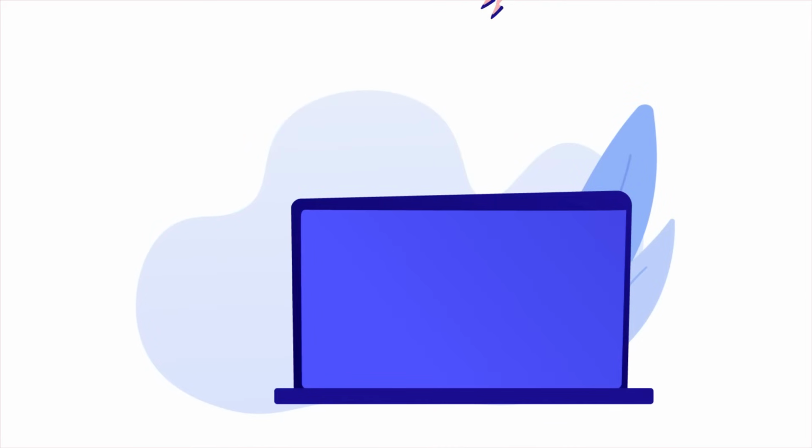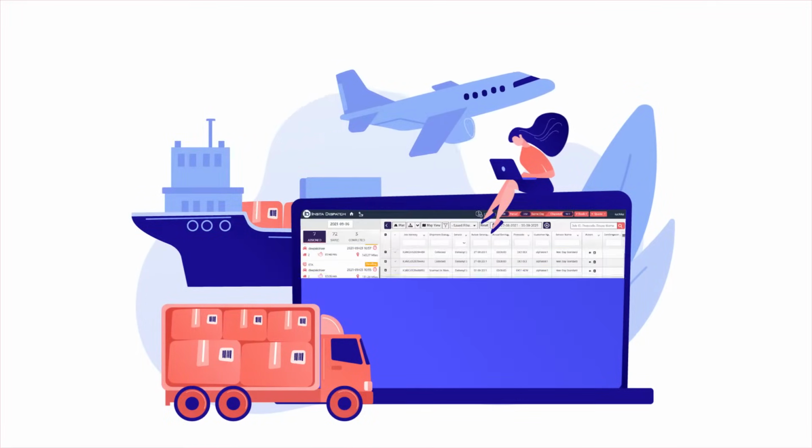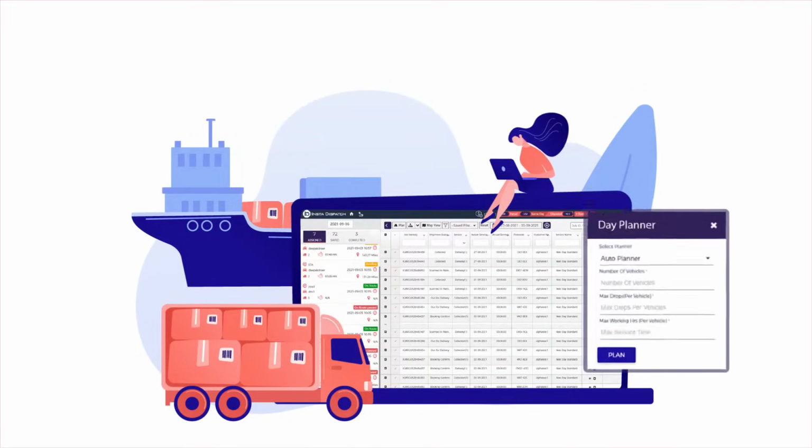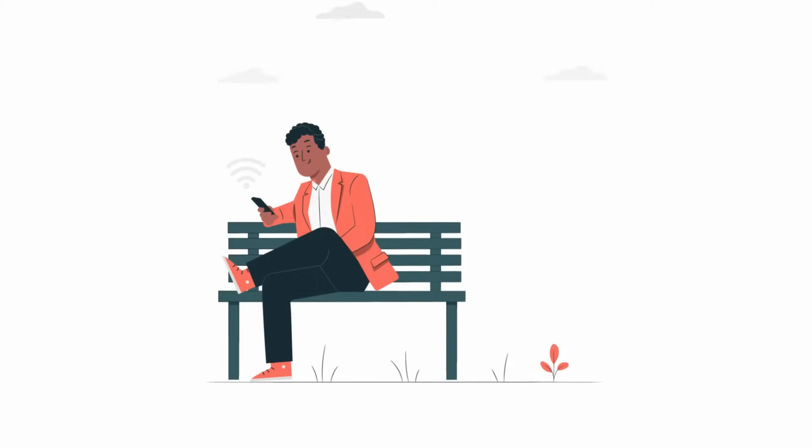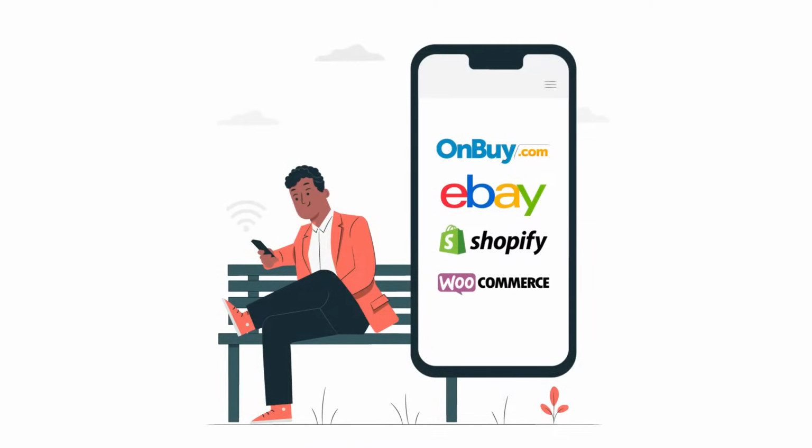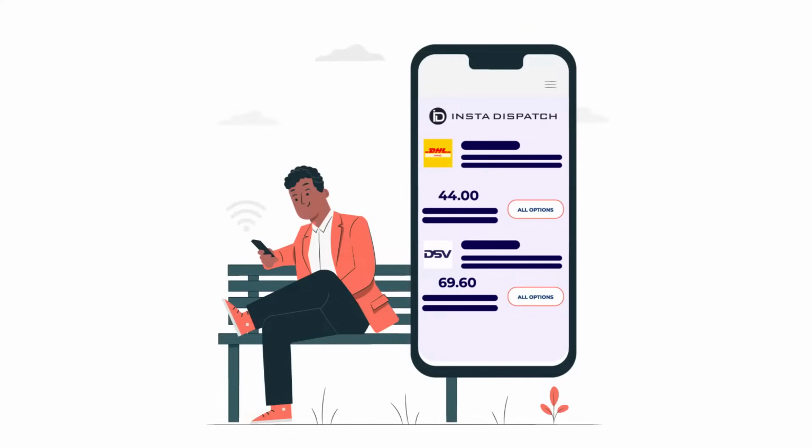InstaDispatch is a complete delivery management system hosted on the cloud. Here is how it works. Customers place orders using multiple channels. Customers see delivery prices and choose from different delivery options and print shipping labels.